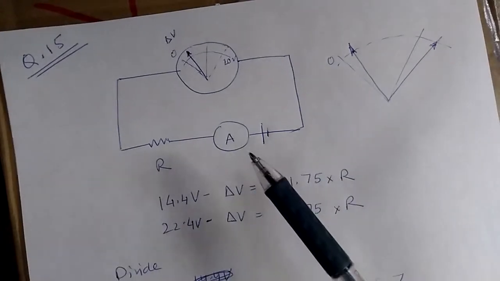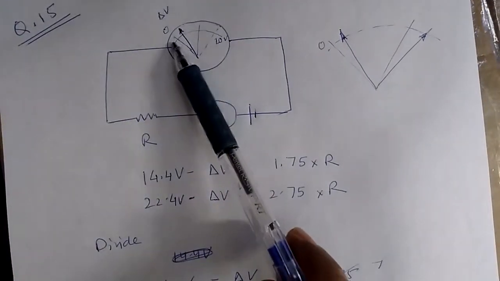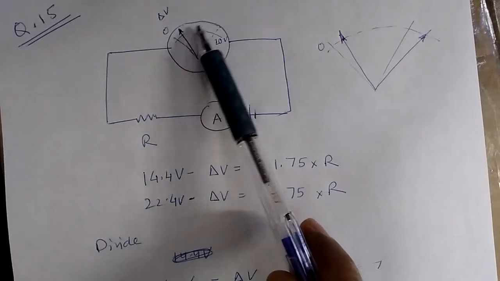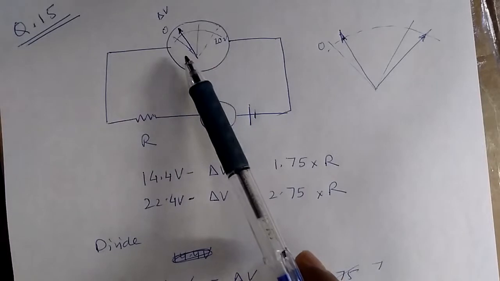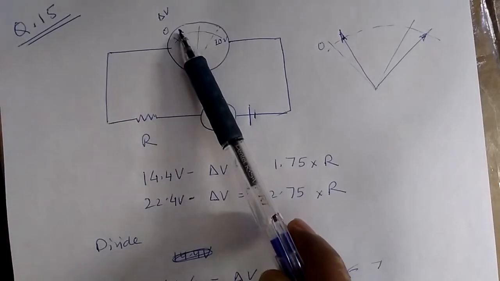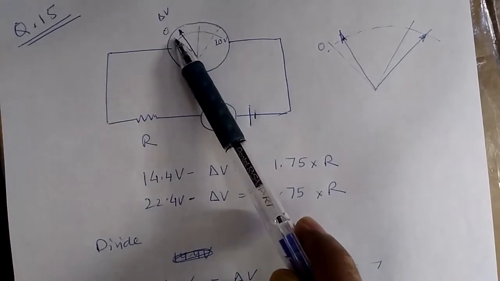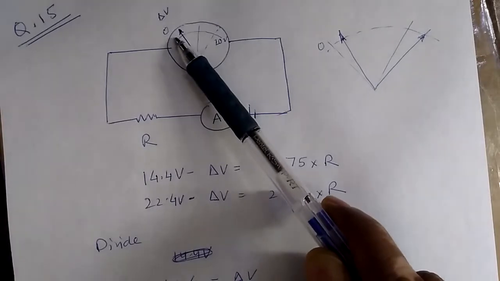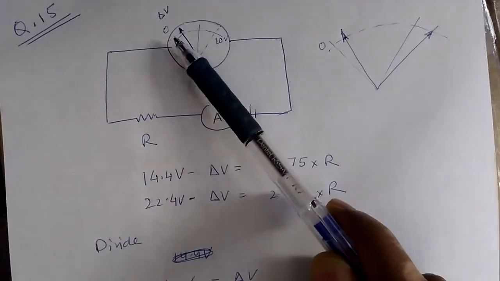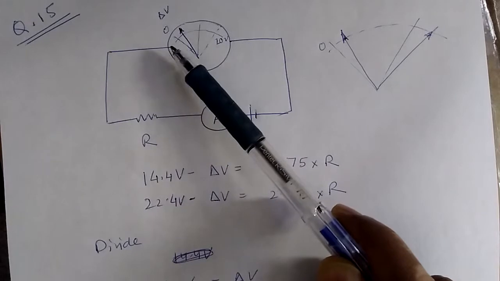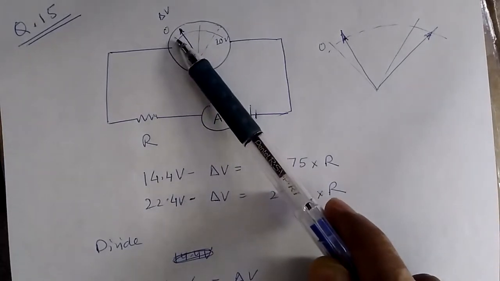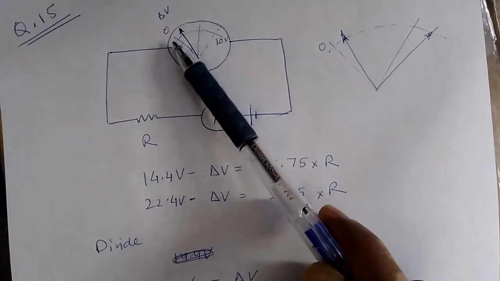Now the zero error looks something like this. The meter reads 0, 1, 2, 3, 4, 5, 6, 7, 8, 9, 10, but when it should be at 0, it's not 0. It can be on the positive side, or it could be on the negative side, to the left of the 0. So for the sake of solving this problem, let's assume that it's on the positive side. So there's a positive error.